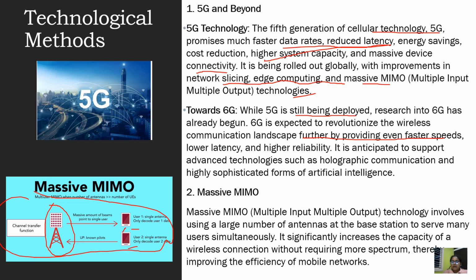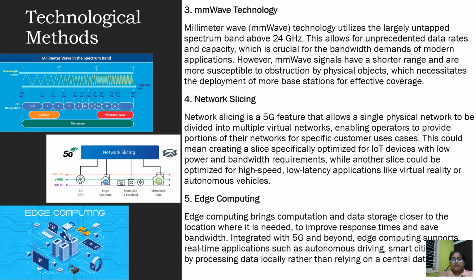Massive multiple input multiple output technology involves using a large number of antennas at the base station to serve many users simultaneously. It significantly increases the capacity of wireless communication without requiring more spectrum, therefore improving the efficiency of the mobile network.